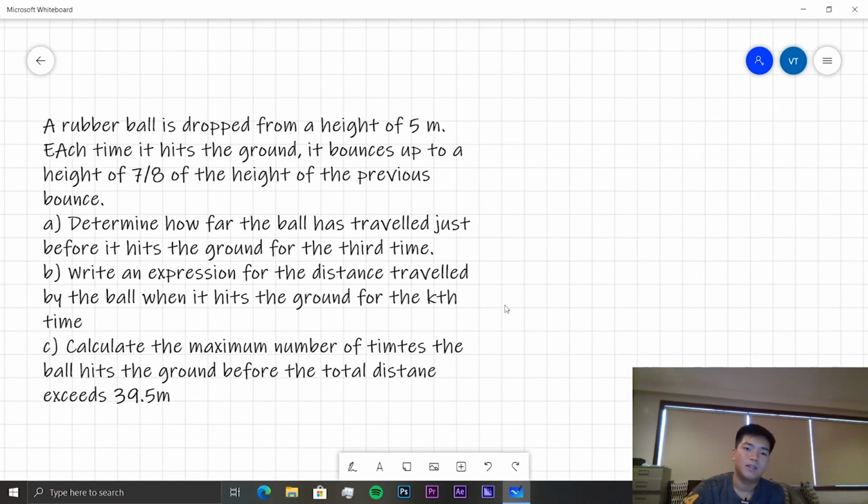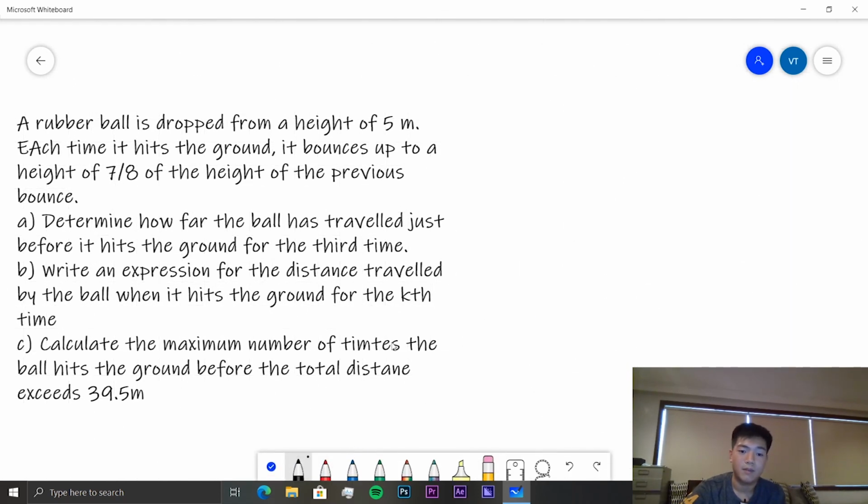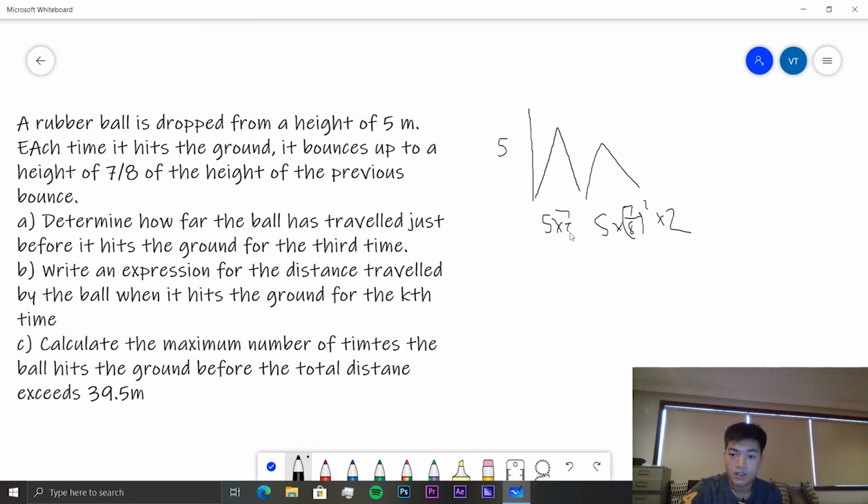Determine how far the ball has traveled just before it hits the ground for the third time. So it's dropped from 5 meters. 5. And then we have 5 times 7/8 times 2. So we have effectively 5 times 7/4. And then we have 5 times 7/8 squared times 2. Actually, I should just write this in terms of 5 times 7/8. So we effectively have a geometric series here with starting term 10 and common ratio 7/8.